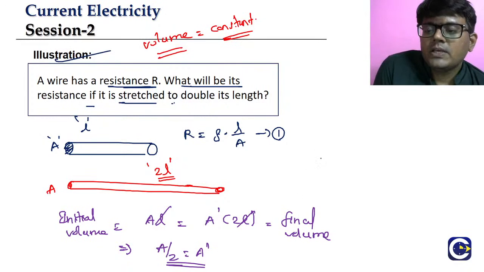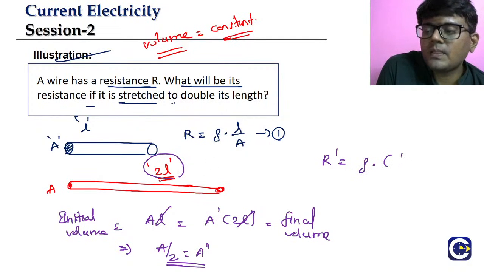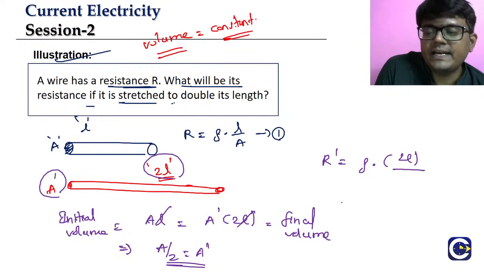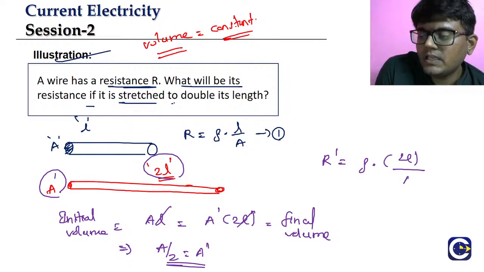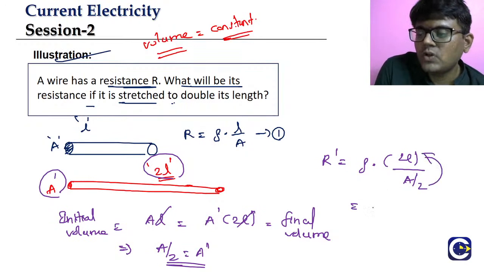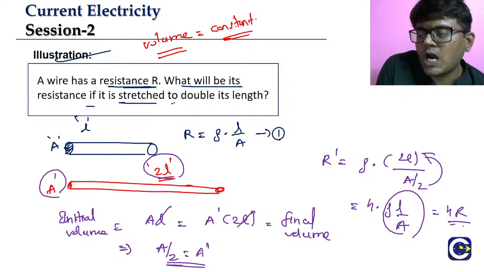Now look, the new resistance R dash is equal to what? Rho into the length, which is now 2L, divided by the area of cross section A dash, and A dash is A by 2. Look, the 2 goes to the numerator. So 2 into 2 will be 4 times rho L by A. What is rho L by A? That is equation 1, the original resistance, right? So it will become 4R.